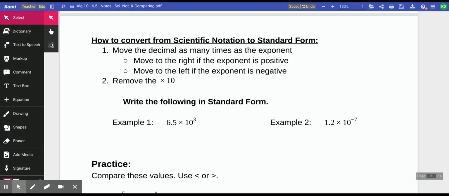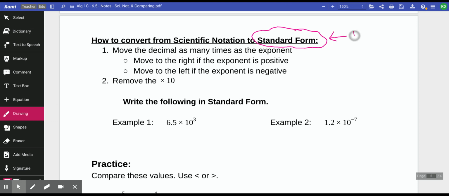The next section here is about how to convert from scientific notation to standard form. Standard form, we've heard that term before, but right now it just means a regular number. That's all we mean when we say standard form, right? If we're talking about scientific notation, what is that actual number? We're going to move the decimal as many times as the exponent. We're going to move it to the right if it's a positive exponent, and to the left if it's a negative exponent.